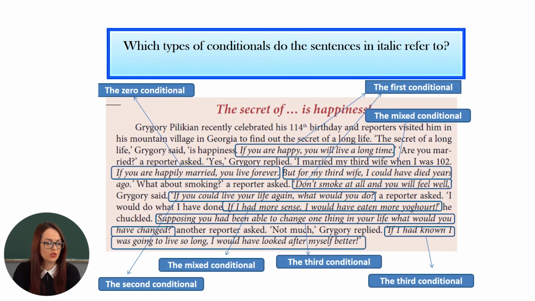"Supposing you had been able to change one thing in your life, what would you have changed?" refers to the third conditional. And the last one, "If I had known I was going to live so long, I would have looked after myself better," refers to the third conditional.